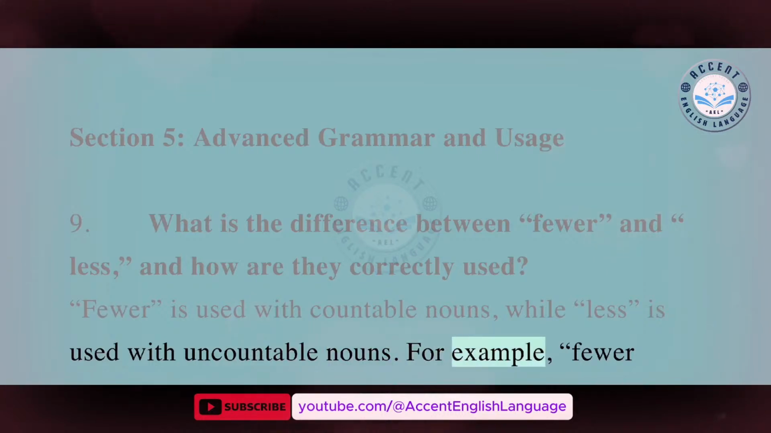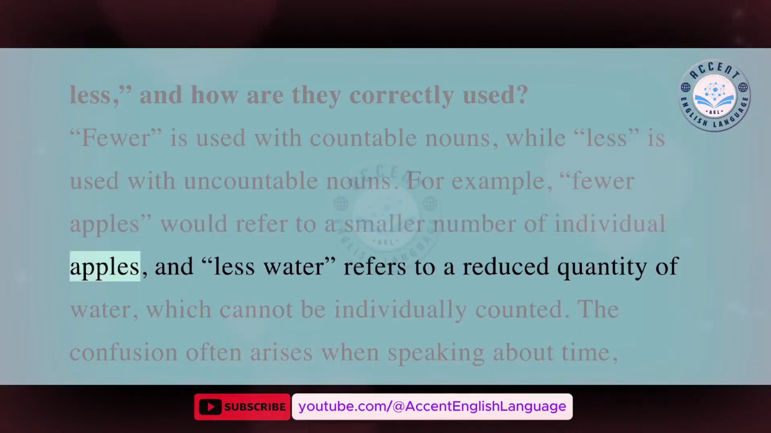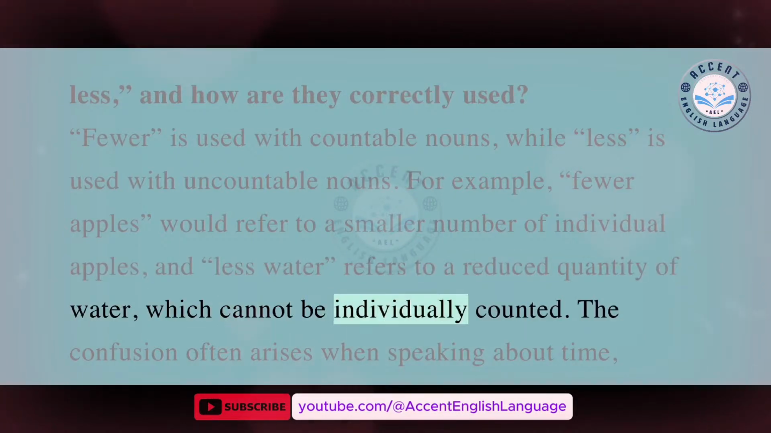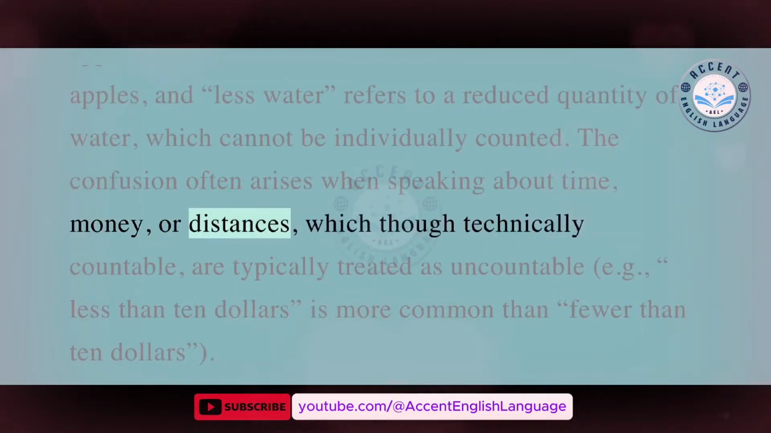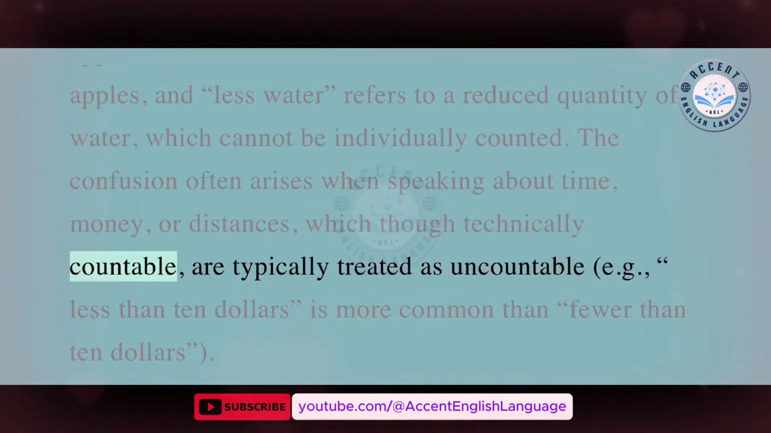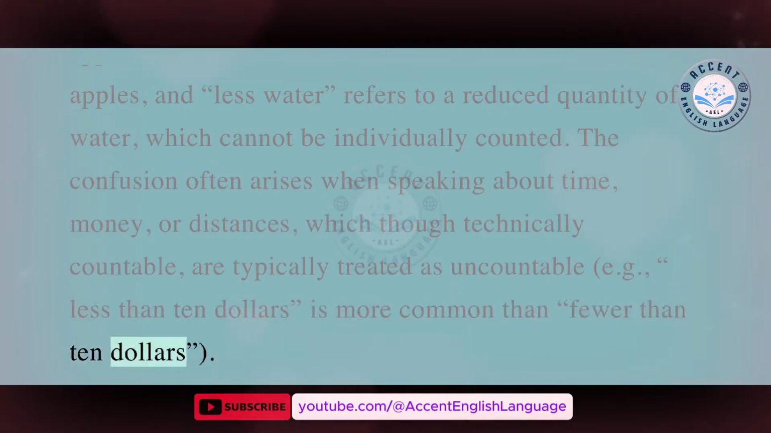For example, fewer apples would refer to a smaller number of individual apples, and less water refers to a reduced quantity of water, which cannot be individually counted. The confusion often arises when speaking about time, money, or distances, which though technically countable, are typically treated as uncountable. Example, less than $10 is more common than fewer than $10.